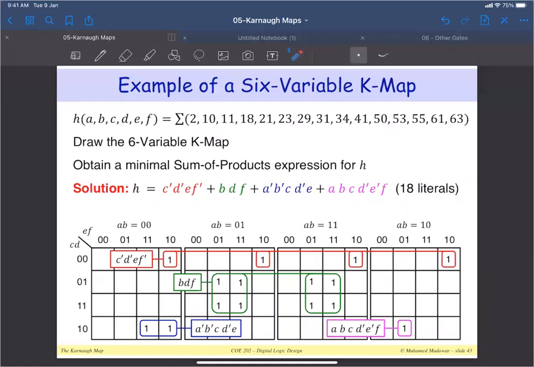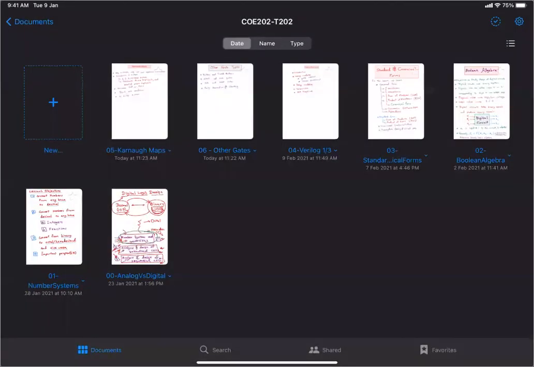Okay. I mean, drawing 6 variable K-maps. How many squares do you need to worry about? 64 squares. I mean, this is too much for a human being. It's okay for a computer to do, but for a human being, it's just boring. Okay. All right. With that mentioned, okay, we move on to unit 6.